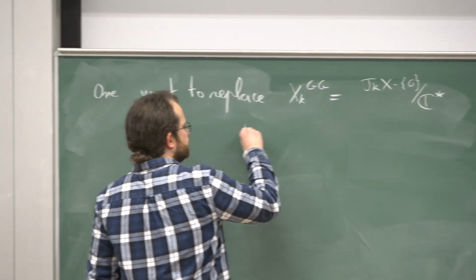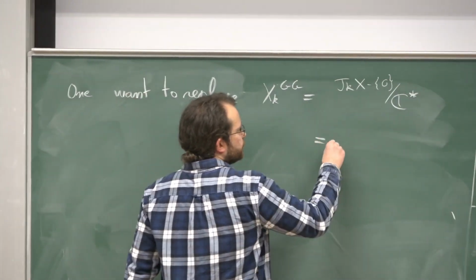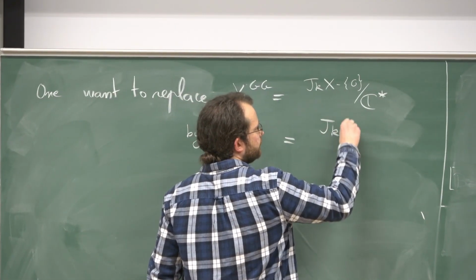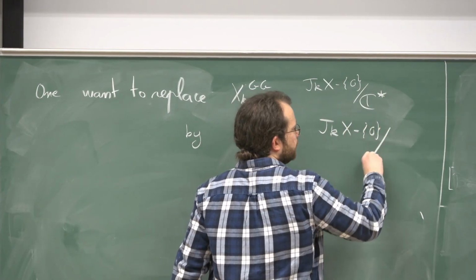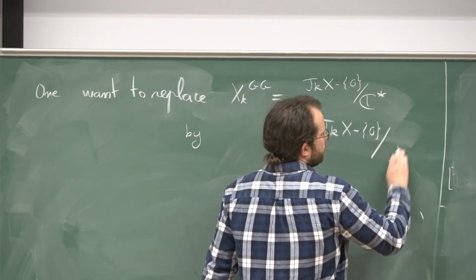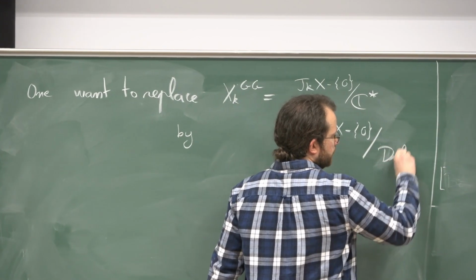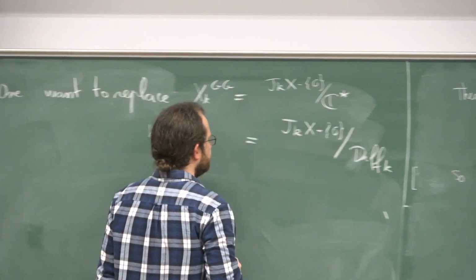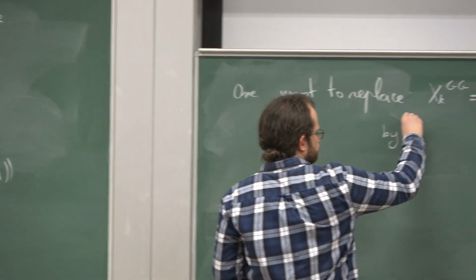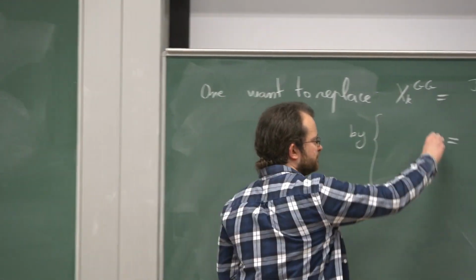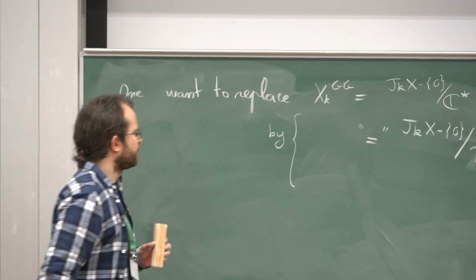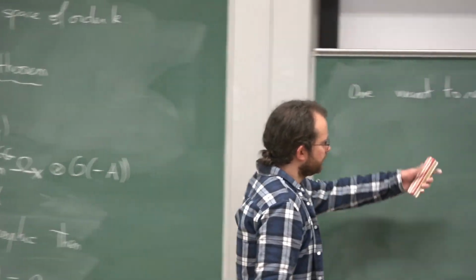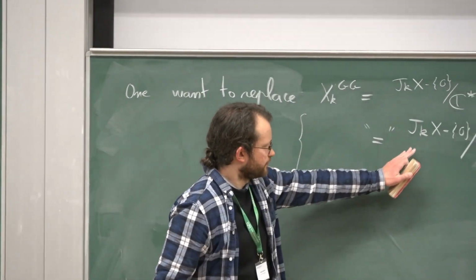By something which would be the quotient of the same thing, but by this group Diff k. And so there were several candidates for this jet space.